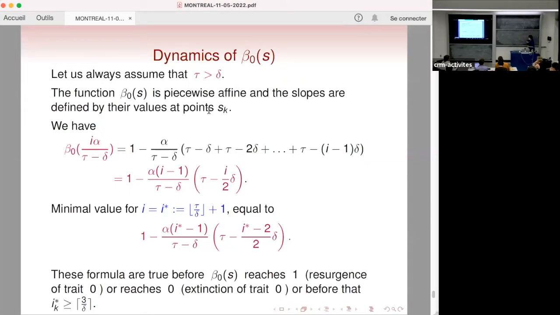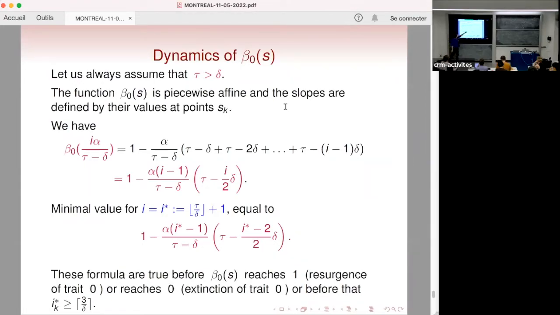I mean, S_K for beta 0, the slopes change at points S_K, which are, where are they? S_K is written on the slide: K alpha over tau minus delta. Okay, so you have an explicit value of the time where the slope of beta 0 is changing. And so we can compute beta 0 at some of these points. And you have an expression which depends on alpha, tau, and delta.